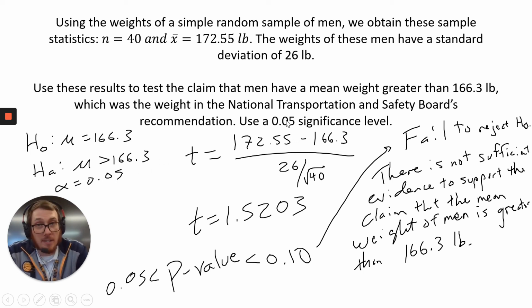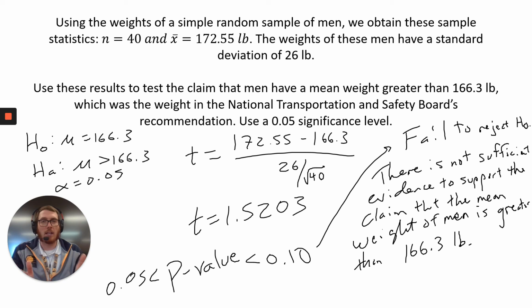If they don't tell you a significance level, assume 0.05. I need to find the test statistic. So my sample mean, 172.55 from up here, minus my claim, which is in my null hypothesis, divided by s over root n. I get a t statistic of 1.5203.